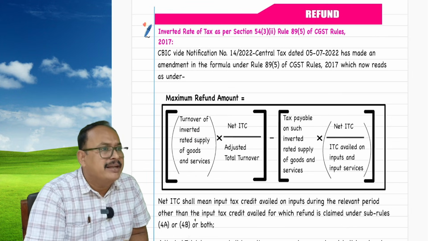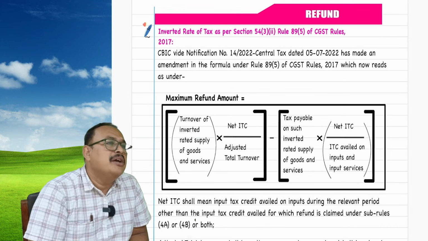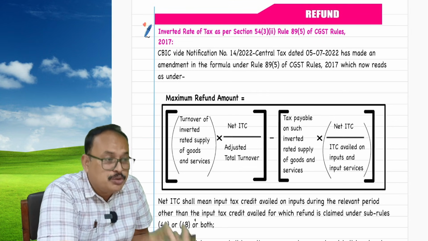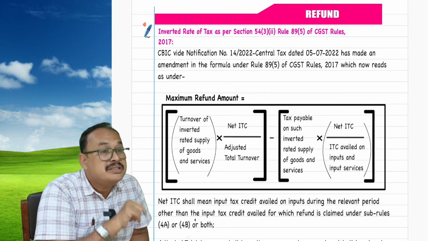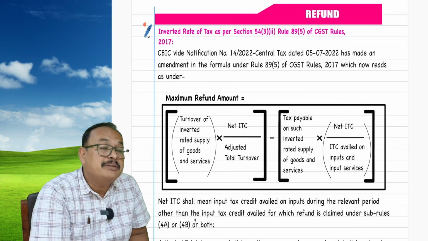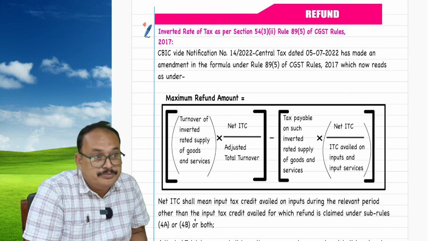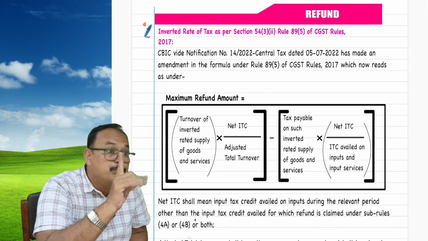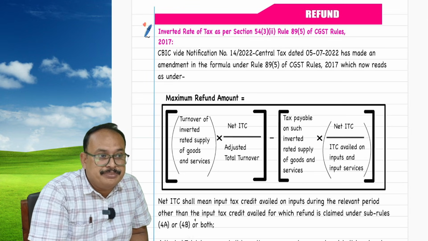My raw material A is at 18% GST, raw material B at 12% GST. But when the manufactured finished goods attract only 5% GST, then I have excess credit with me all the time. Can I claim refund? Yes. That is only on input goods, not even input services.